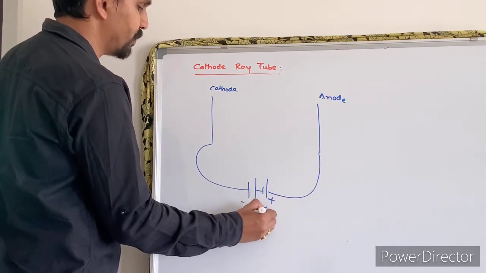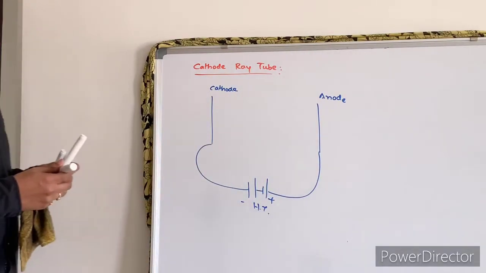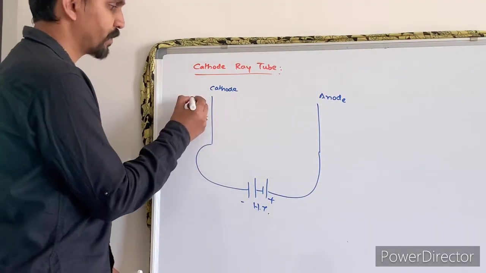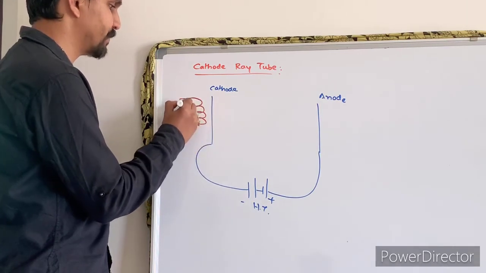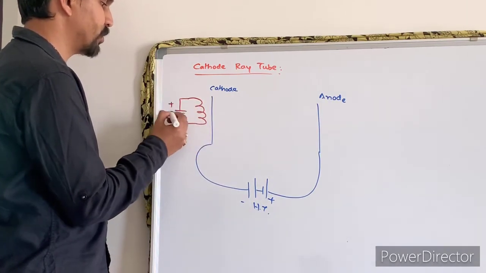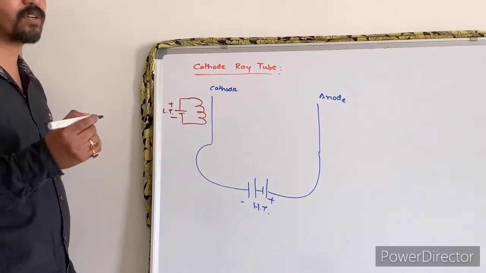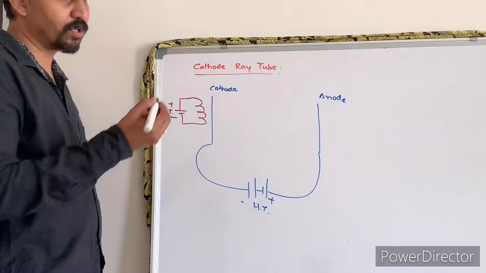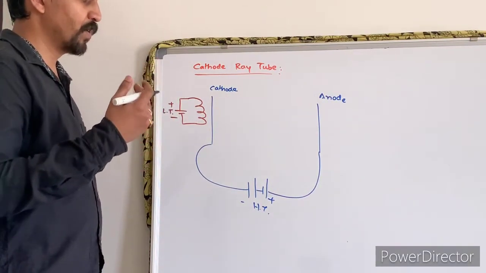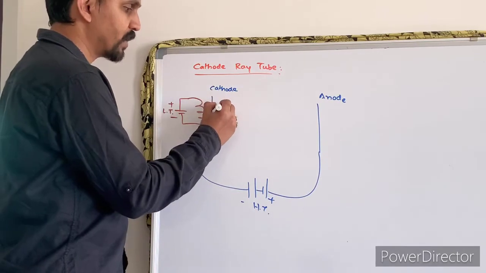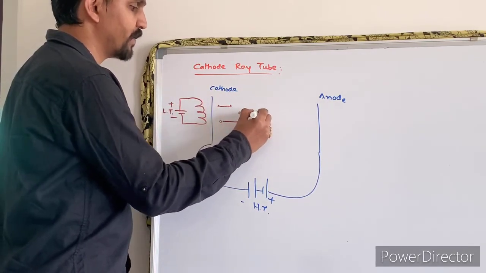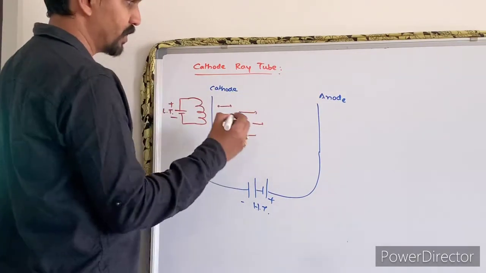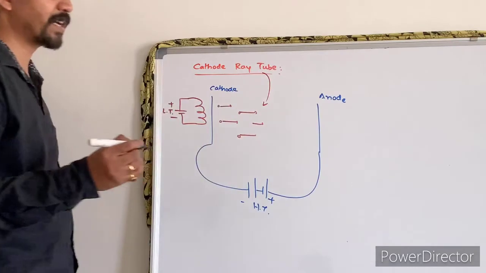This is called the HT battery, where the potential difference is of the order of 1000 volt. Now I am supplying heat to this cathode from the backside with the help of some low tension battery, LT battery, around 10, 20, 30 volt. Electrons are removed from this metal surface because it is photosensitive, or we can say the work function is low. So these electrons are removed from this metal surface, and since this anode is at positive potential, it will attract them. The rays produced over here are called cathode rays.